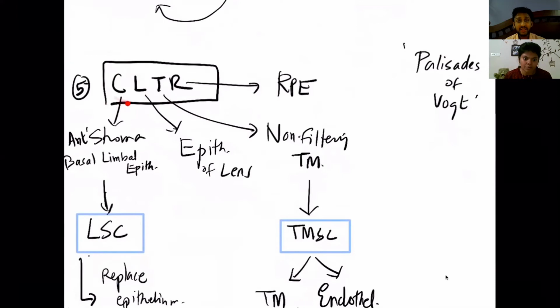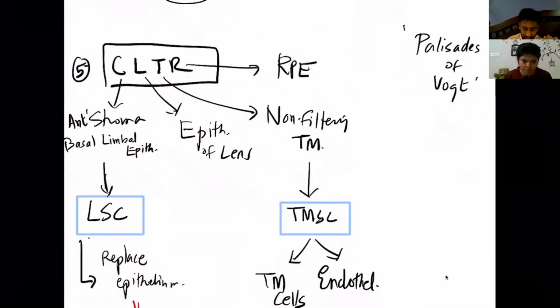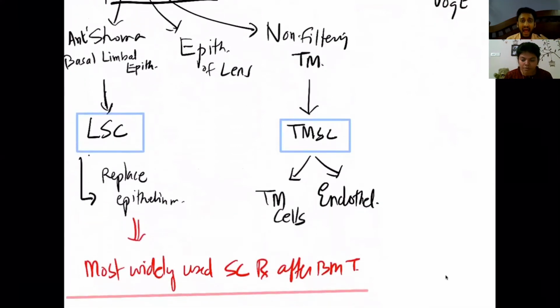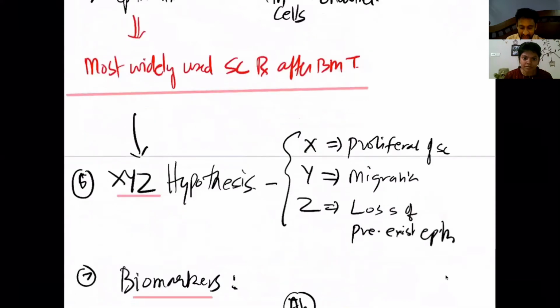As far as cornea is concerned, it is going to be the anterior stroma and the basal limbal epithelium. These 2 are the common areas where you can find the stem cells. The more important is going to be the limbal stem cells present in the basal limbal epithelium. These limbal stem cells are going to replace the corneal epithelium by migration. After bone marrow transplant, the most widely used stem cell therapy is going to be limbal stem cell transplant. Now, she also mentioned the XYZ hypothesis pertaining to limbal stem cell migration.